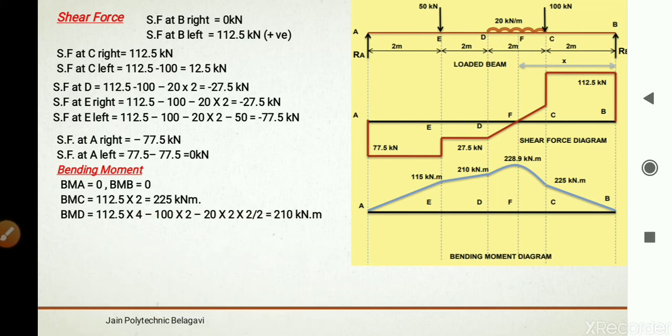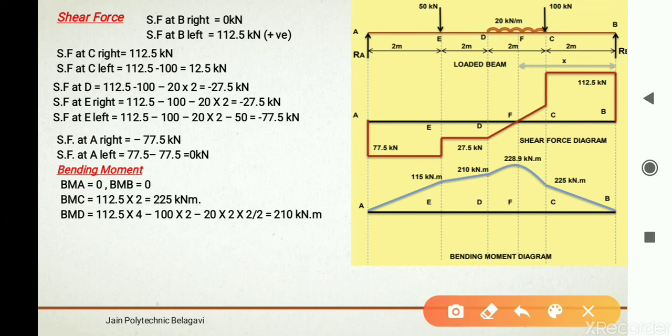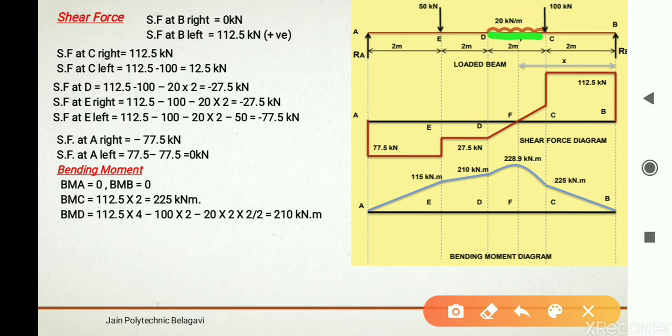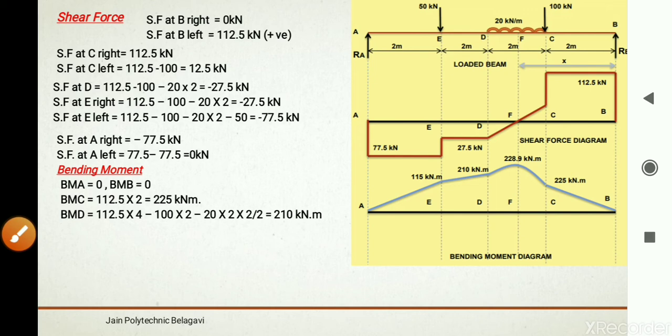Bending moment at D. Now for bending moment at D, there are three force moments we need to take: reaction force into 4 meters, 100 into 2, and UDL into 1. So how it should be? 112.5 into 4, that is reaction into 4 meters, then 100 into 2 meters, then 20 into 2, it is going to act in the center here, so it is 2 by 2, 20 into 2 into 2 by 2, so it is going to be 210 kilonewton meter.